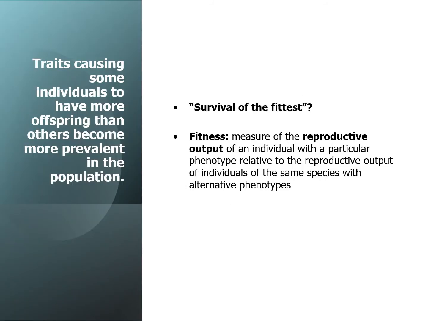So traits causing some individuals to have more offspring than others become more prevalent in the population. And this is where we have this term fitness. It's a measure of the reproductive output of an individual with a particular phenotype relative to the reproductive output of individuals of the same species with alternative phenotypes. So this is everything to do with that term reproductive output, how many offspring you are popping out into the world.